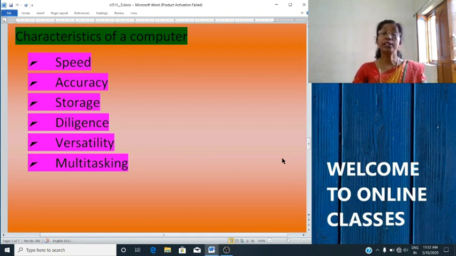The next characteristic is versatility. That means a computer is a multi-purpose machine which can perform a variety of tasks. Therefore, it can be used in all the fields, such as education, science and technology, business, finance, accounts, communication, entertainment, doing calculations, playing games. It can be used in many fields.